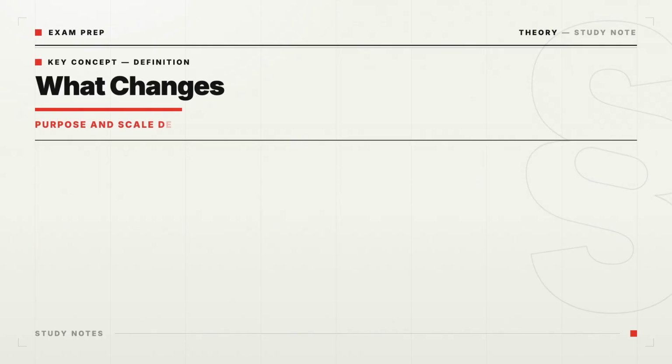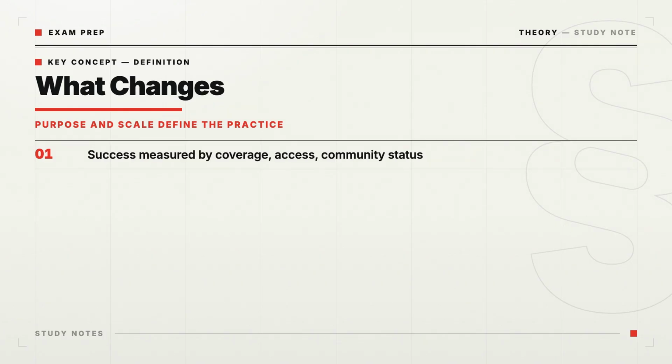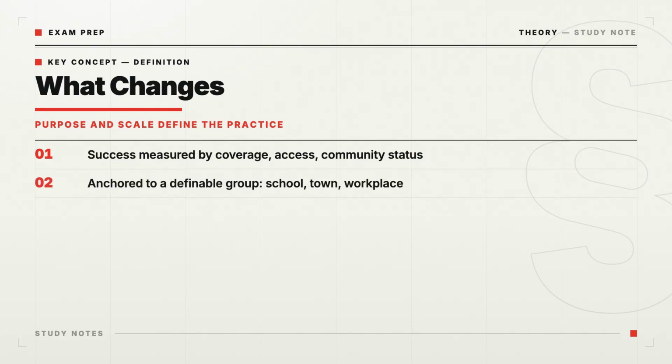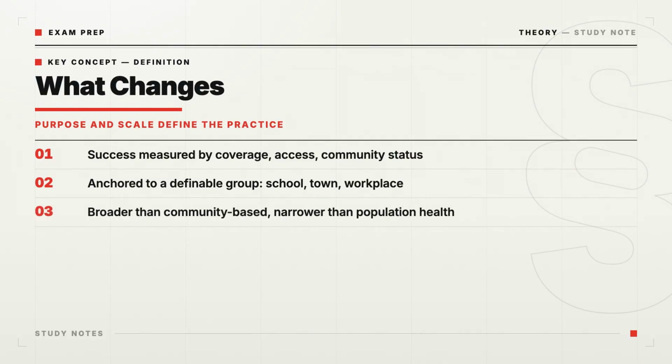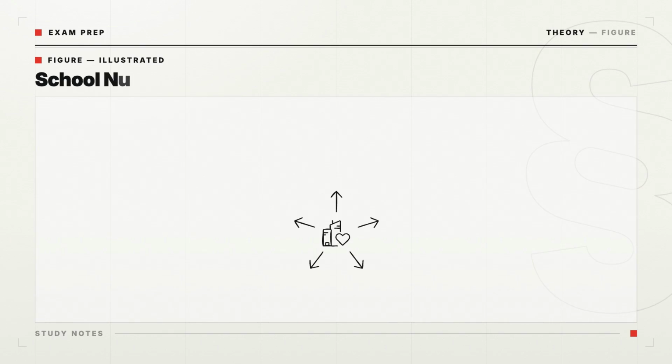In community-oriented practice, success isn't one patient's outcome. It's coverage and access across a definable group like a school or town. That scope is broader than treating one patient at a time, but still narrower than chasing a population scattered across a whole state. And critically, purpose decides the classification, not how many people are in the room.